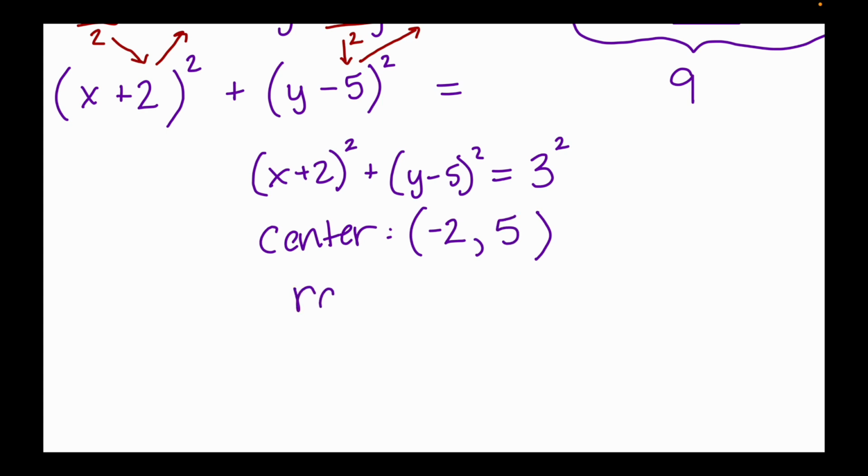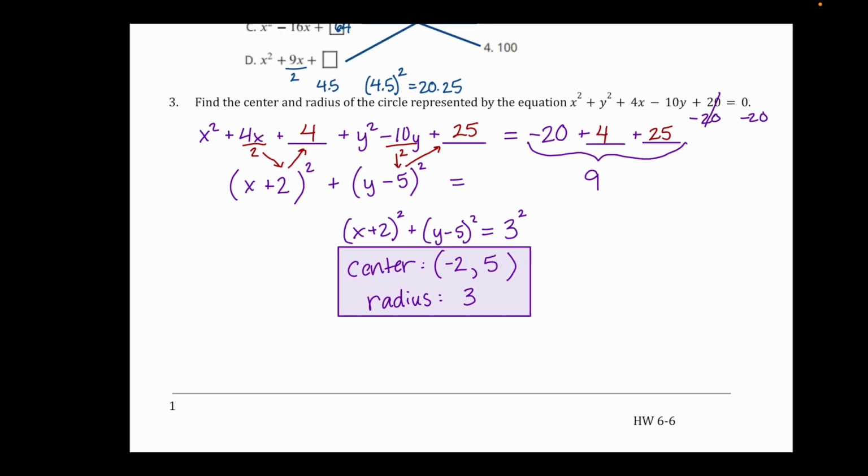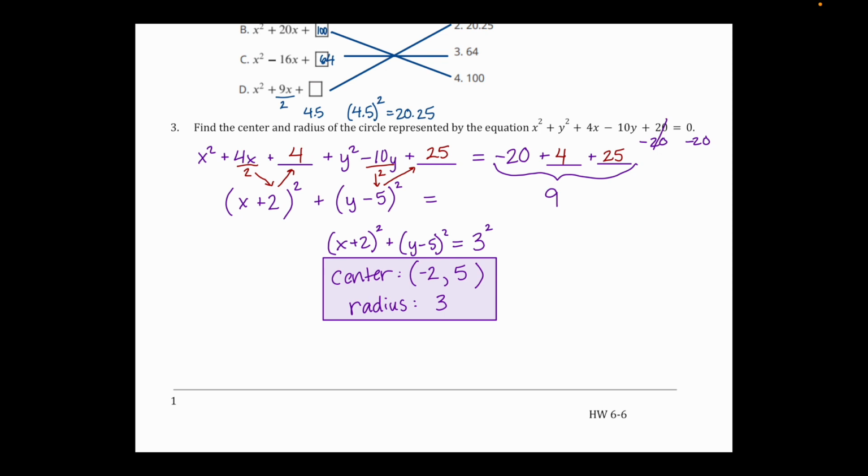And then the radius is 3. So my center and my radius, that's my final answer here, is -2, 5 with a radius of 3. That is the process of completing the square. So we reorganized, we found our missing pieces, simplified each side, and then we read our numbers. Okay.